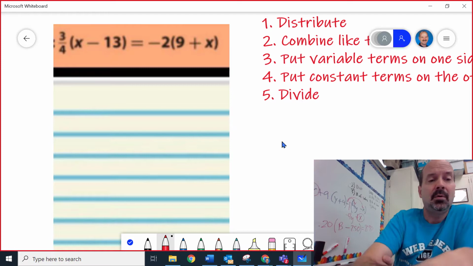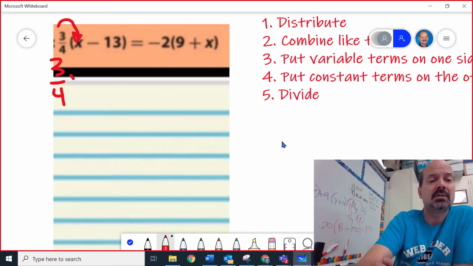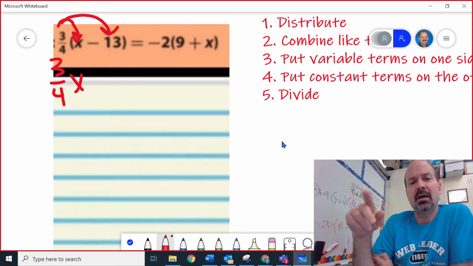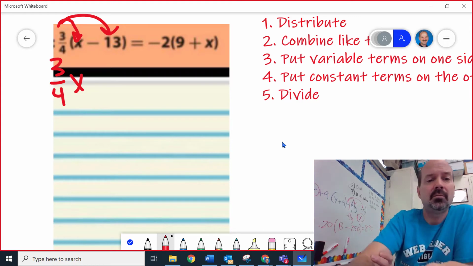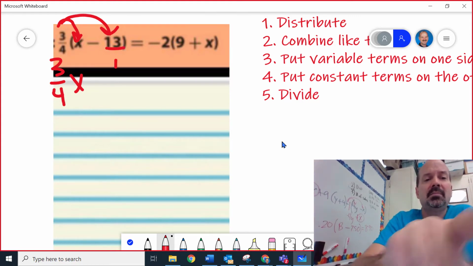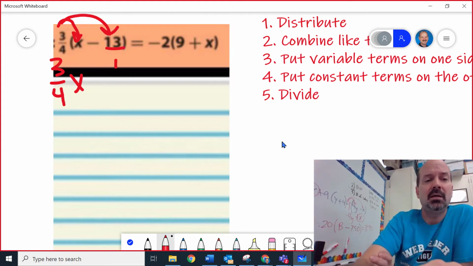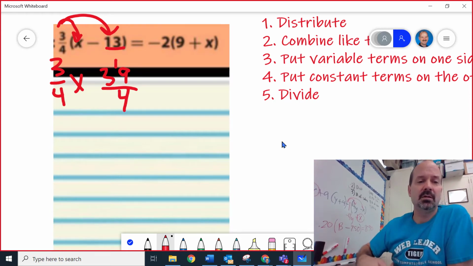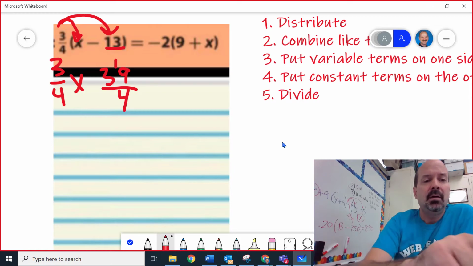So I'm going to go 3/4 times x, that's 3/4 x, and 3/4 times -13. Do you know how to multiply a fraction times a whole number? You put a 1 under it. And then top times top, 3 times 13 would be 39, over 4 times 1 would be 4. I can slow that down for you personally if you want a little later. But positive 3/4 times -13 would be -39/4, okay?